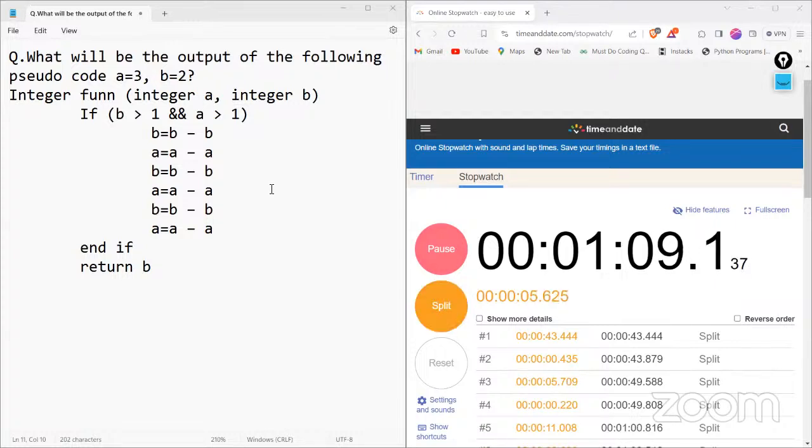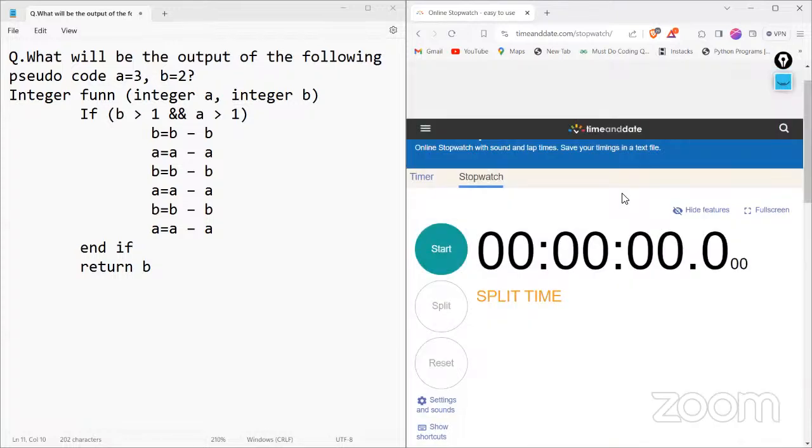You just check with the code, like every time it is really not required to calculate. You just check that code properly, and in that code itself everything is mentioned. If you check the condition, what is that condition? B is greater than 1 and A is greater than 1. We are passing 3 and 2, which means both are greater than 1. And then it is calculating B equals B minus B, that is 0.